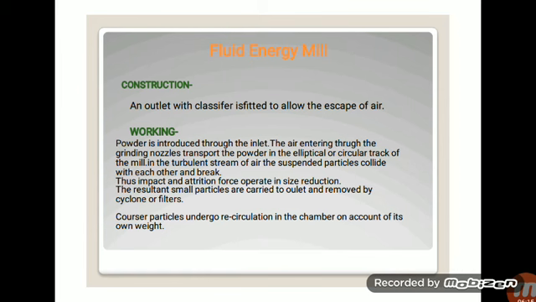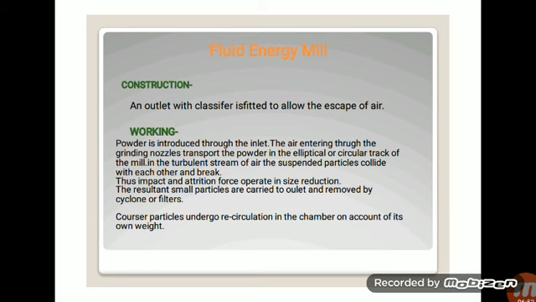How do attrition and impact take place? Due to the high pressure or high velocity of the air, this powder is moving in an elliptical or circular track, and during this there is a turbulent stream of the air, and the suspended particles collide with each other and breakdown takes place. The resultant small particles are carried to the outlet and removed by the cyclone or the filter, and those having the coarser size undergo recirculation in the chamber on account of their own weight.